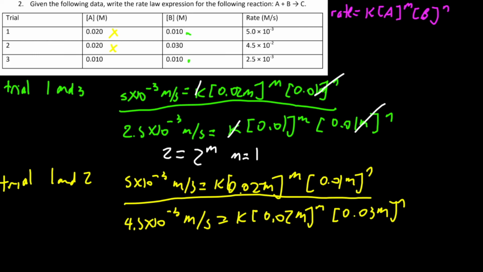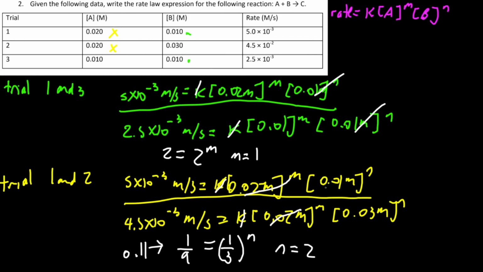And now from here, we will start canceling out the K because this is the same. We can also cancel the 0.02 to the M. And when you divide it, you're going to get 1 over 9 or 0.11, but 1 over 9 is more accurate. So 1 over 9 equals 1 over 3 to the N. And when you solve this, you get N equals 2.